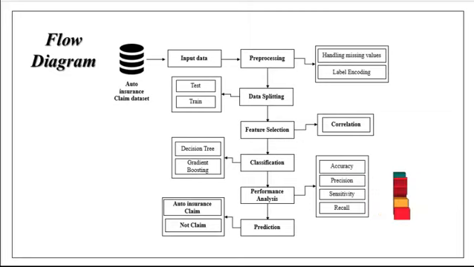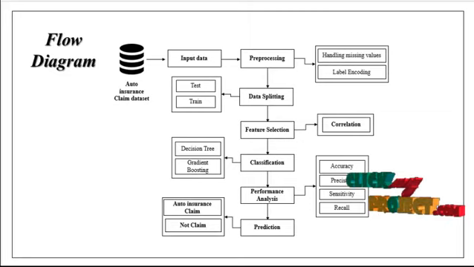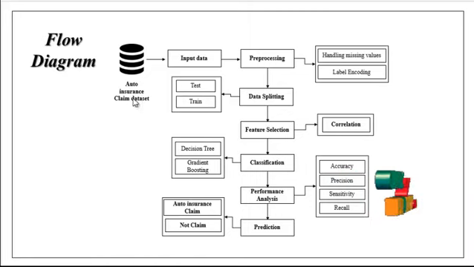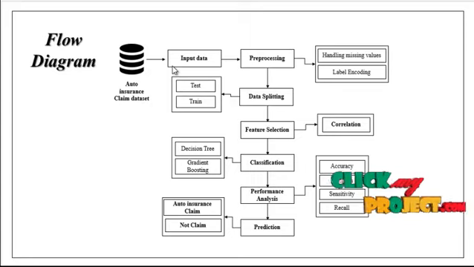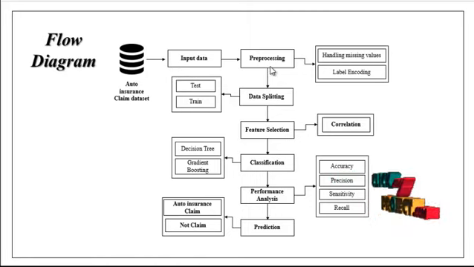Flow of our project. First we need to take the auto insurance claim data set. The input data was collected from some data set repositories like Kaggle, GitHub and the UCI machine learning repository. Then the collected data is carried to the pre-processing step.